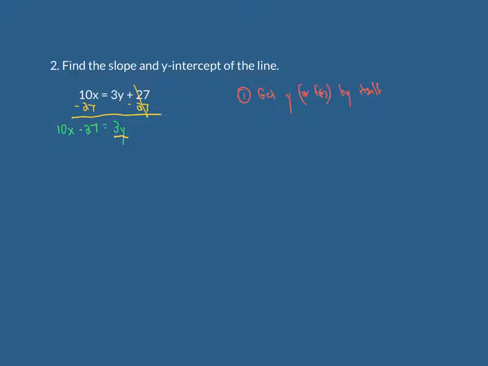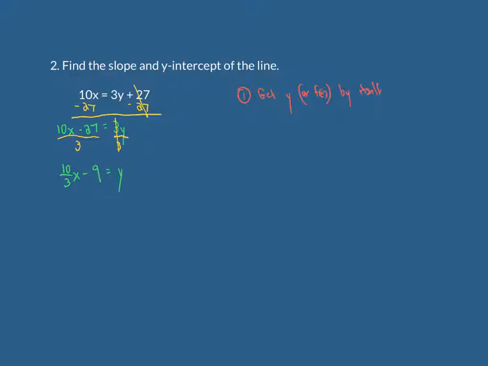And then in order to get the y by itself, now we've got to divide by whatever's in front of the y, which in this case is 3. So we're going to divide both sides by 3. And we end up with y equals 10 over 3x minus 27 over 3. 27 over 3 is just 9.